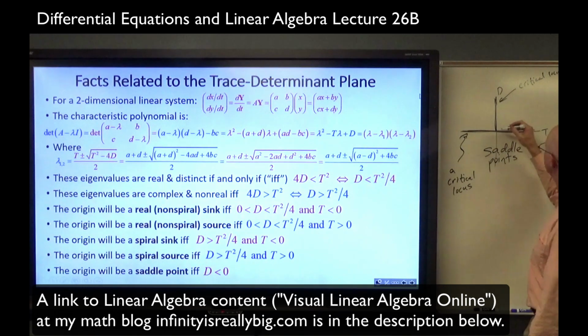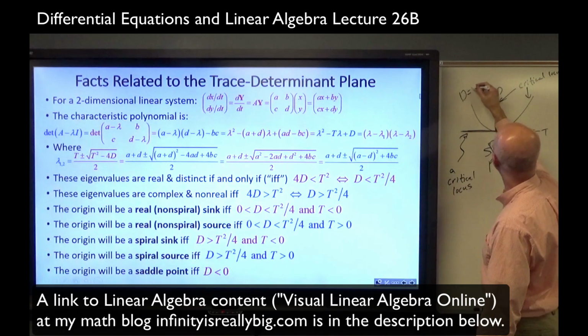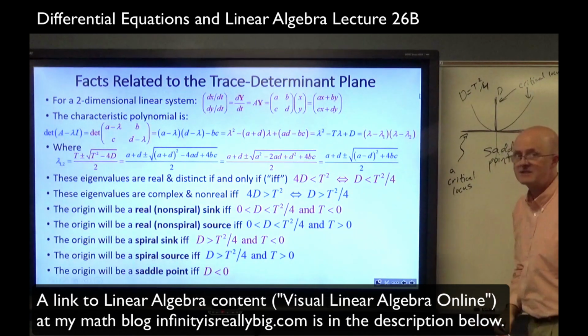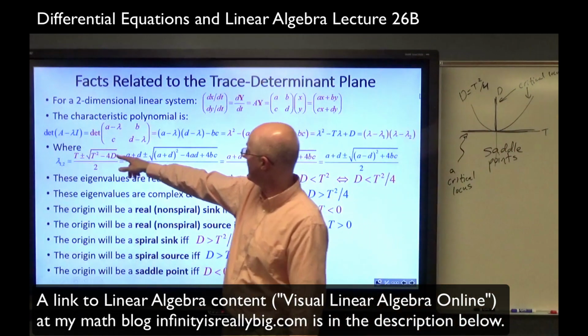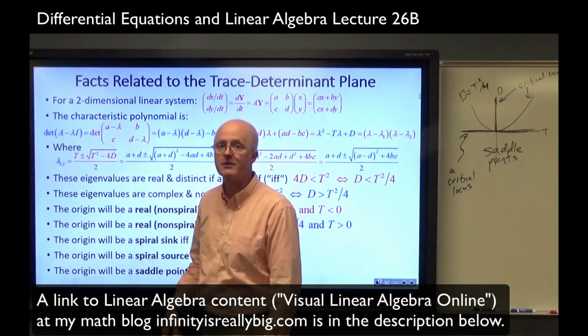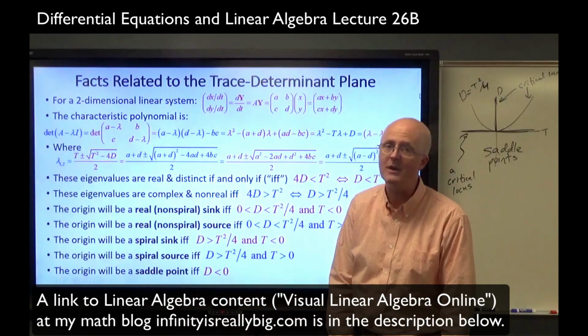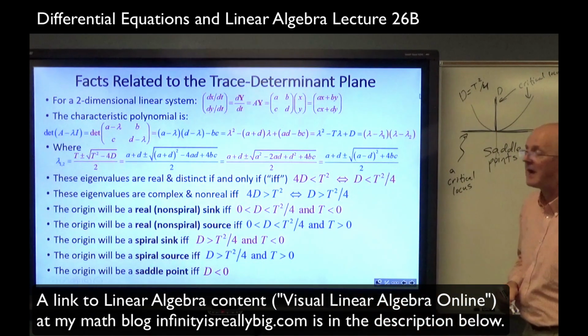The final critical locus, L-O-C-U-S is what I wrote there, is a parabola. That's also a critical locus. The equation of that parabola is d equals t squared over 4. It's called the repeated root parabola. When d equals t squared over 4, that's when the thing under the square root in this formula for the eigenvalues is 0, and so you get just one real eigenvalue with multiplicity 2. It's a repeated root. That separates spiraling from non-spiraling.